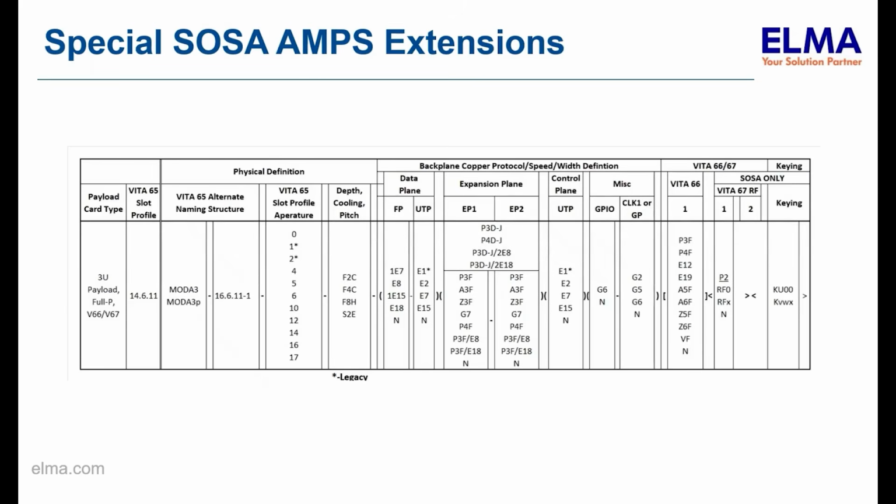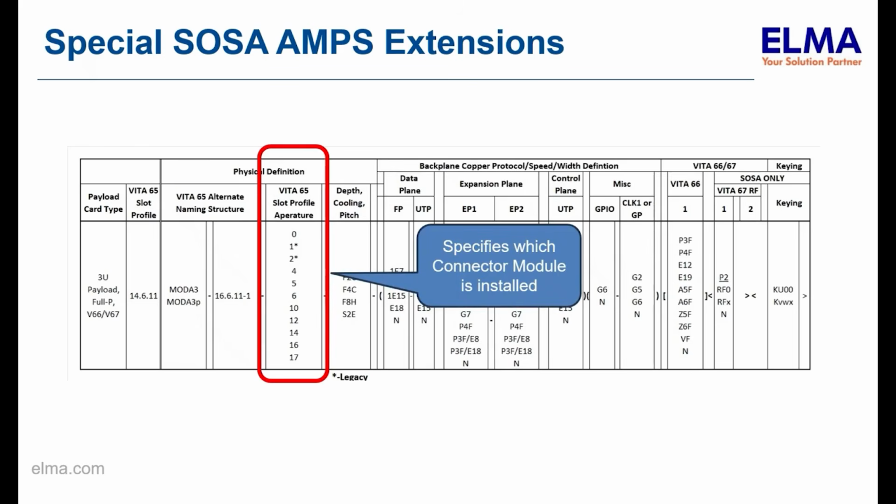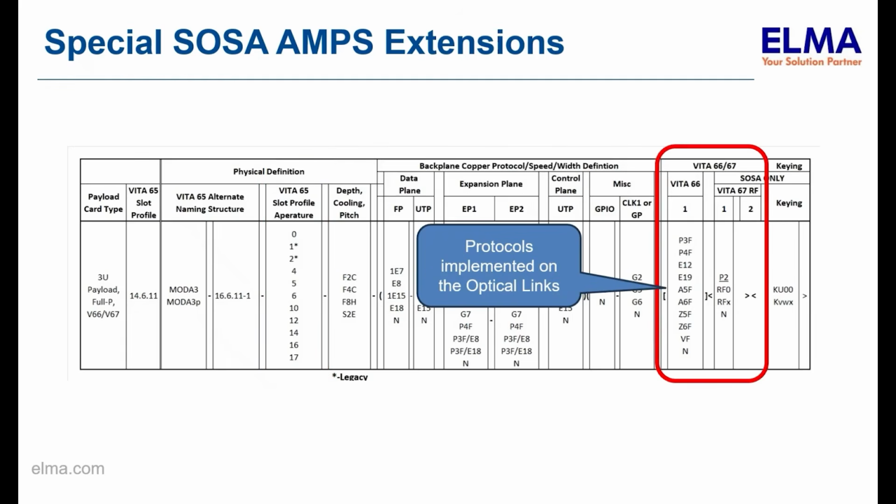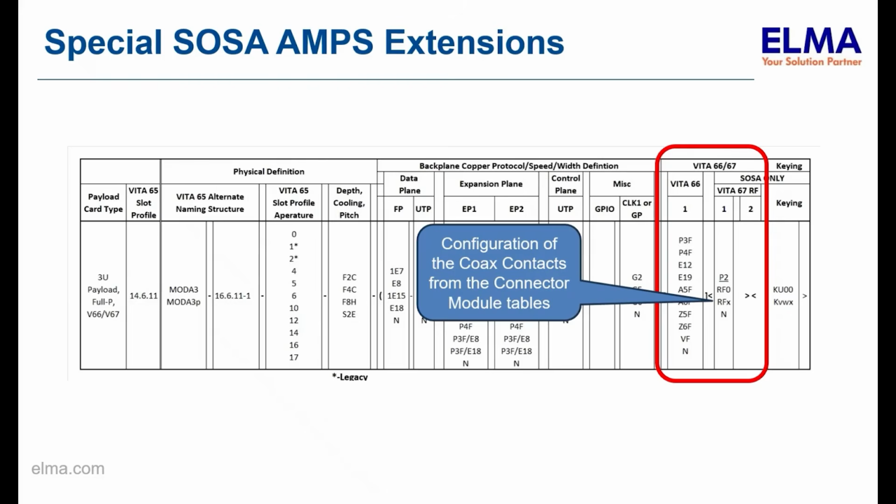AMPS is a methodology defined in VITA 65.0 for documenting exactly how a particular vendor's card is implemented. SOSA expanded AMPS to include additional information about the connector modules installed and how they are used. AMPS already has a field to specify which connector module is installed. SOSA added fields to indicate what protocols are implemented on any optical links and what configuration from the connector module table was implemented for the coaxial contacts.